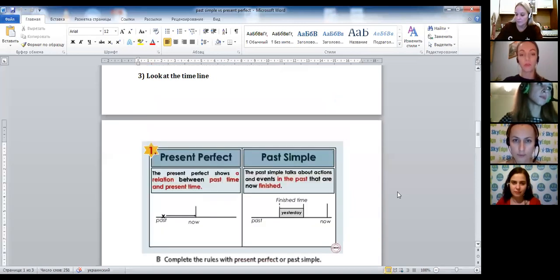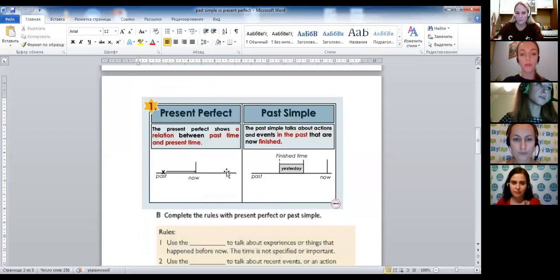It's very, very important. So you see, Olga, when we have this present perfect, it's like not finished. So it started sometime in the past and it is still going on until now. So let's read this explanation here. The present perfect shows a relation between past time and present time. Yes, and in the past simple, the situation is completely different. So let's read here: the past simple talks about actions and events in the past that are now finished.